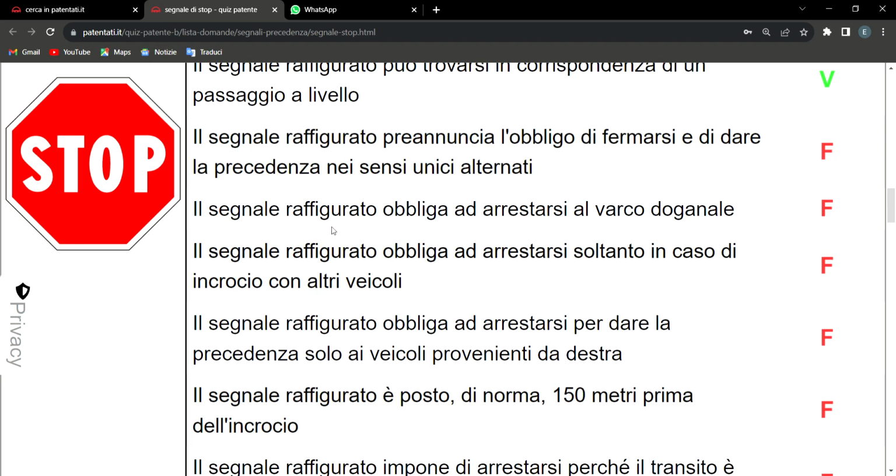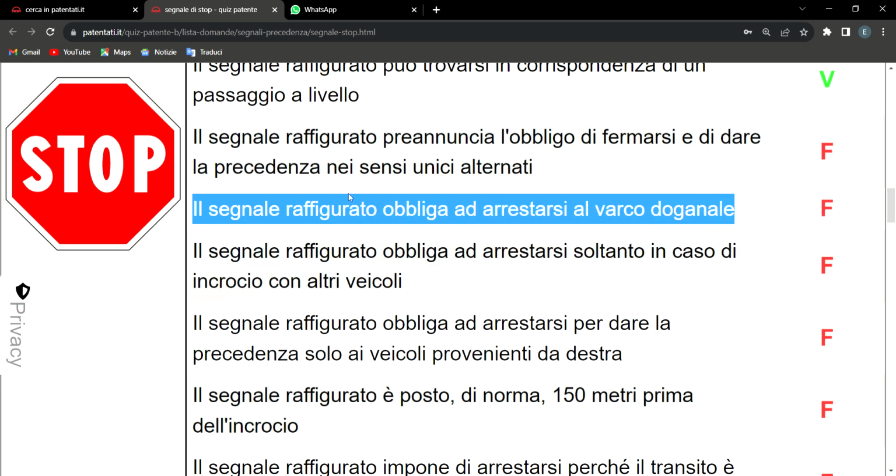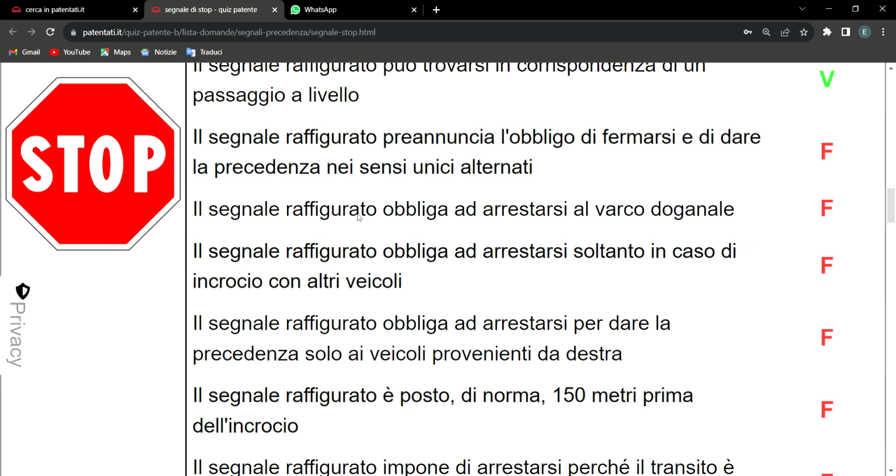And another one again says, il segnale raffigurato obbligo a arrestarsi a varco doganale. He's saying that with this very sign, it is obligatory for you as a driver to stop. Varco doganale simply means a place where there are security controls of every vehicle that is transiting. So it's not found in this kind of place. It's only found in a junction that has poor visibility. So this is the reason why this one is false. So take note of that.